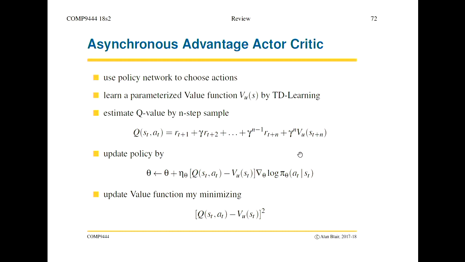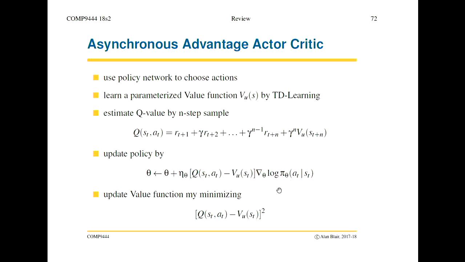So they learn the value function by TD learning. They learn the Q value. They keep the entire sequence of actions and rewards in memory, so they get a bit of a better result if they use a whole sequence of n rewards rather than just the most immediate reward. And then the policy is updated to maximize.